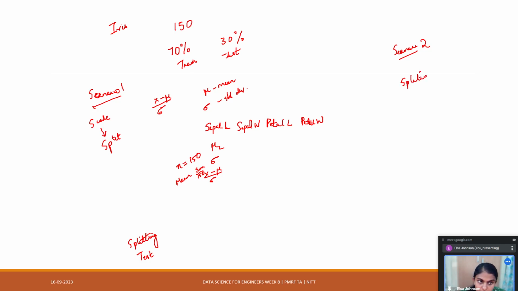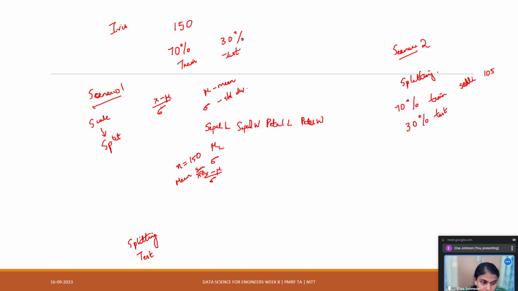Okay, first we are splitting. So 70% as train and 30% as test. What we are doing is, first we will scale the train set. For example, 70% of this one will be 105 observations, right? So from these 105 observations we are normalizing, and the mean and standard deviation will be computed from those 105.